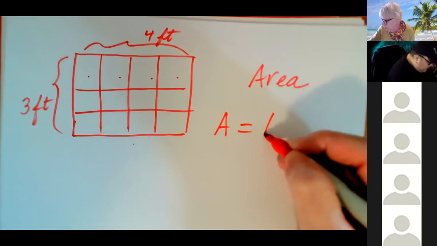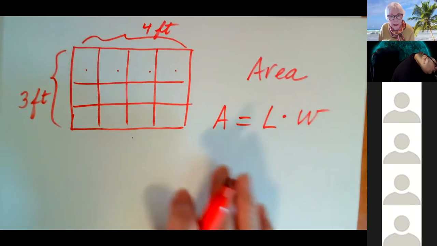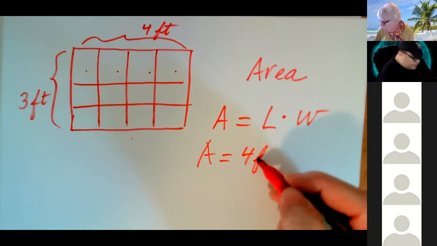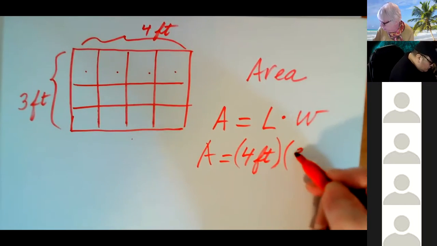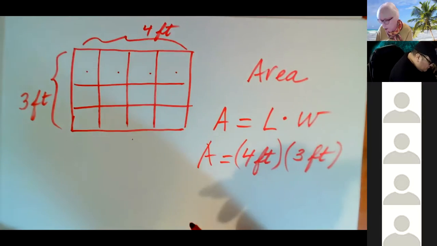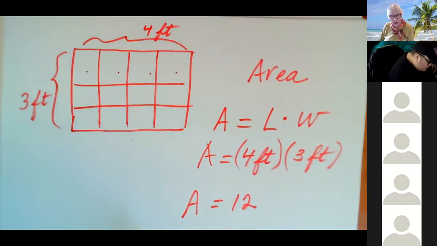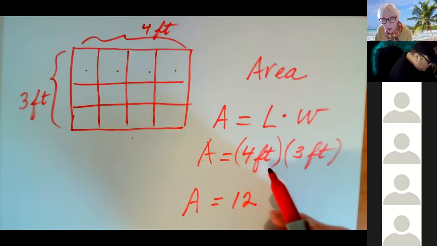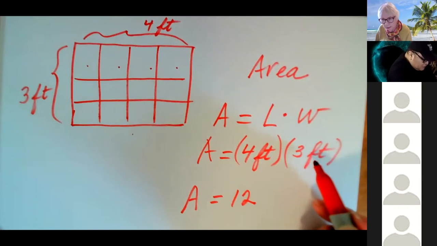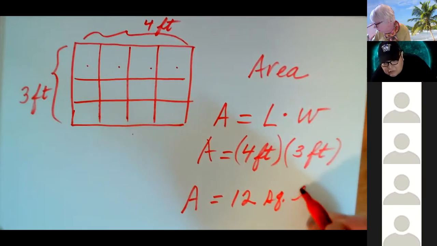Area equals the length multiplied by the width. That's the formula. It's easy enough. Area equals, let's go 4 feet multiplied by 3 feet. Okay, the number part is easy. 4 times 3 is 12, plus you could count them if you felt like it. But here's the interesting part. Feet times feet is not feet. Feet times feet is square feet.